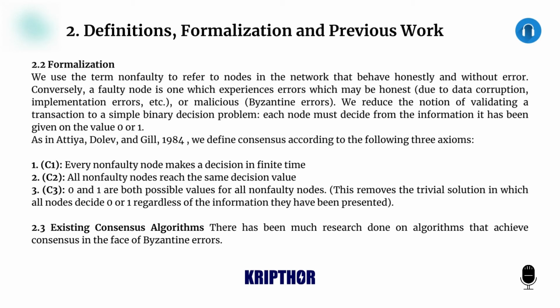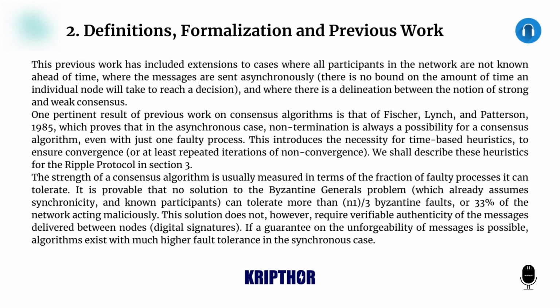2.3 Existing consensus algorithms. There has been much research done on algorithms that achieve consensus in the face of Byzantine errors. This previous work has included extensions to cases where all participants in the network are not known ahead of time, where the messages are sent asynchronously, there is no bound on the amount of time an individual node will take to reach a decision, and where there is a delineation between the notion of strong and weak consensus.